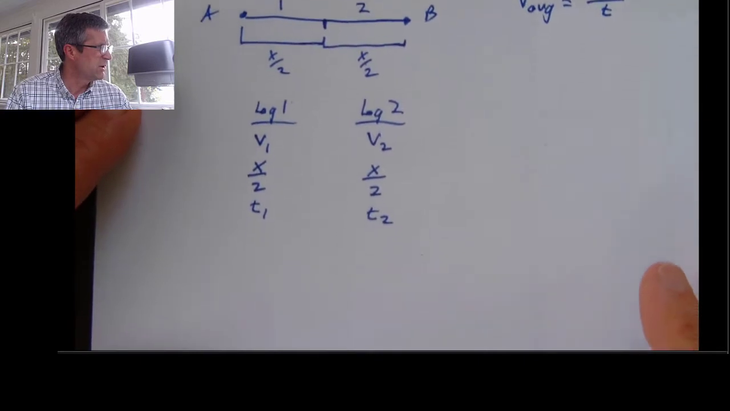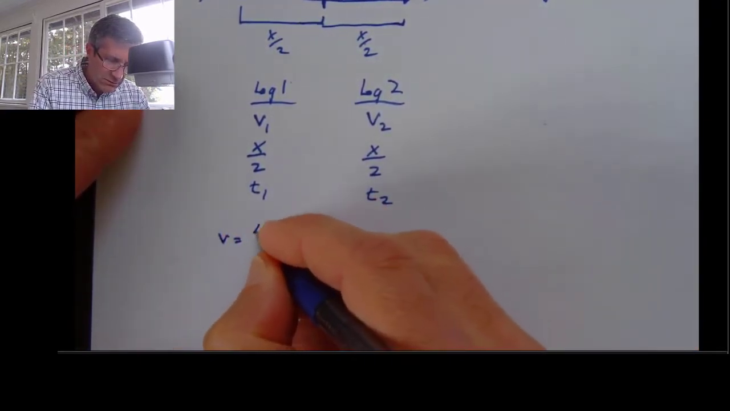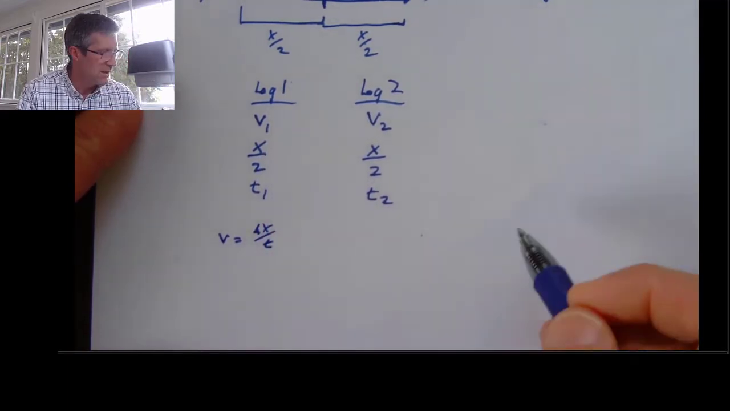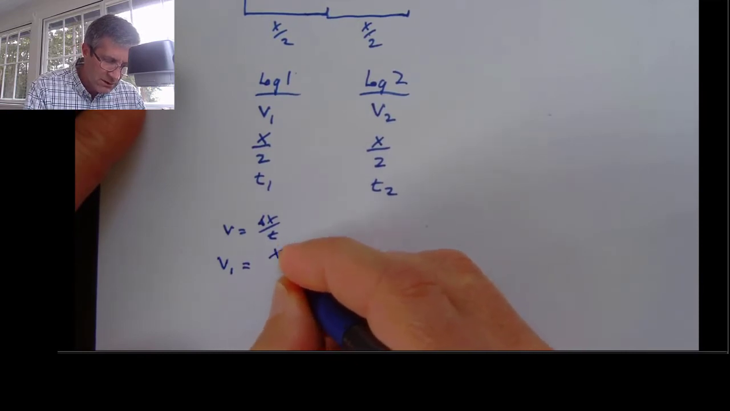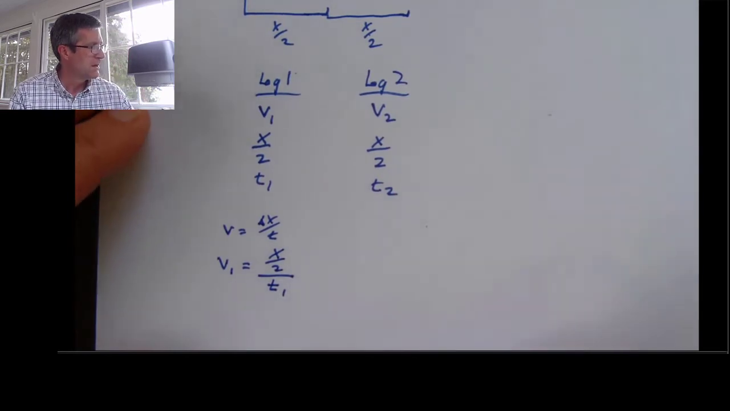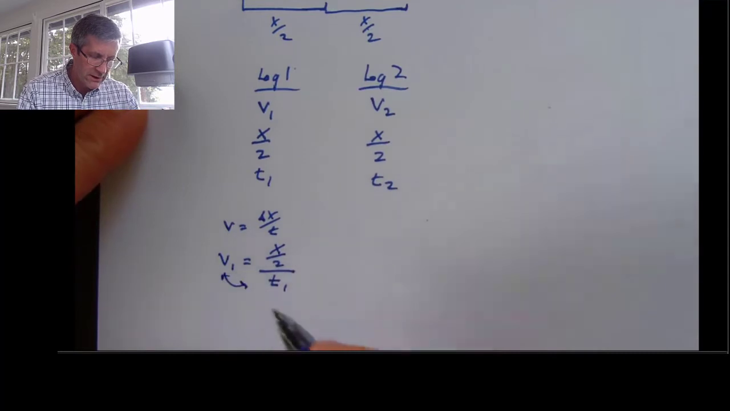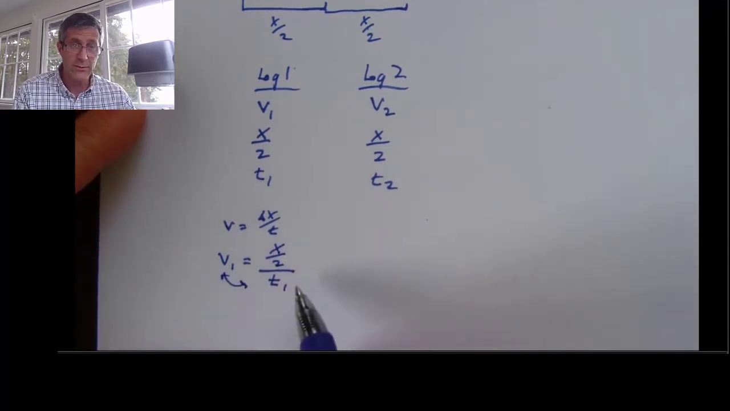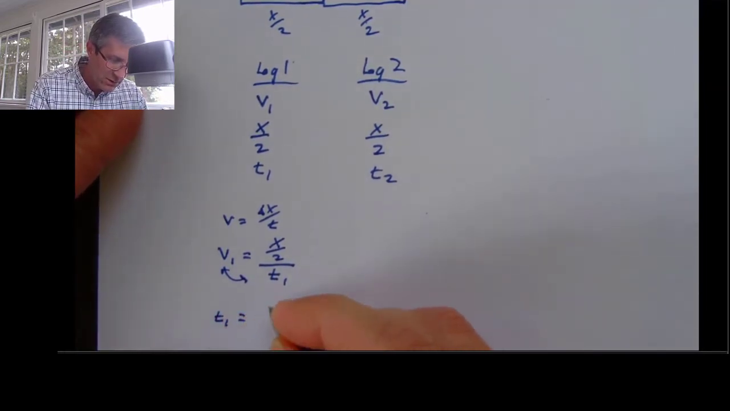So let's do a little bit of math. I'm going to say my velocity is equal to displacement over time. Same equation. But now V1 is going to be equal to my displacement, which is x over 2, divided by T1. I want to solve this for T1. Remember the algebra trick: if I have a single denominator and one on the other side, I just trade places. So T1 is equal to x over 2 divided by V1.